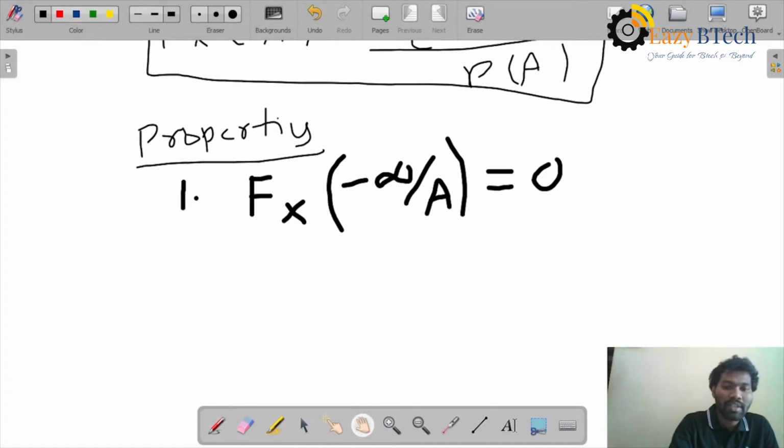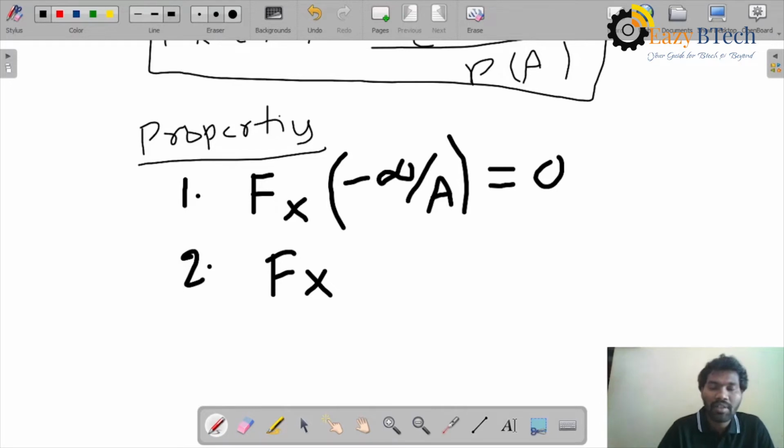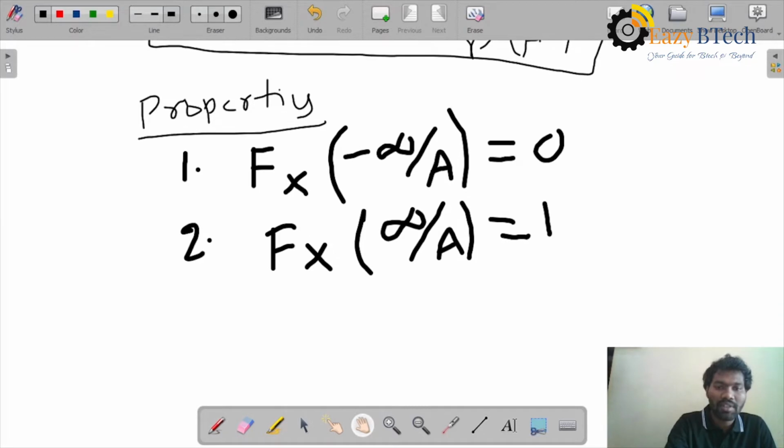Now moving on to the second property. In the previous case, in your distribution function, we have Fx of infinity is equal to 1. In the same way, Fx of infinity given A is equal to 1. This is the second property.